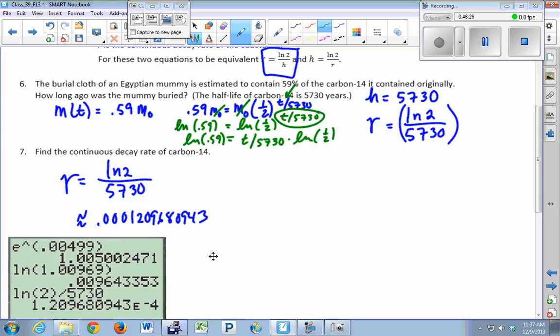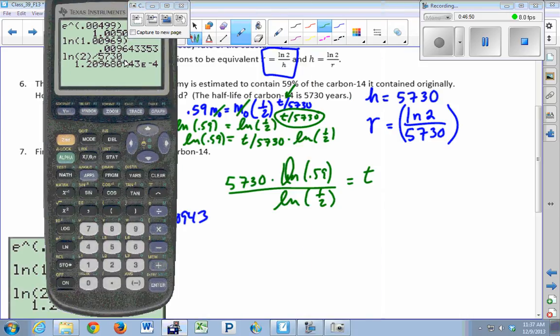So we multiply both sides by 5730, and we divide both sides by the natural log of 1/2. So on the left side, this is what we're going to have: the natural log of 0.59 divided by the natural log of 1/2 equals t. So you throw all that into your calculator. Thank God for calculators. Okay, and hopefully we'll all wind up with the same answer.